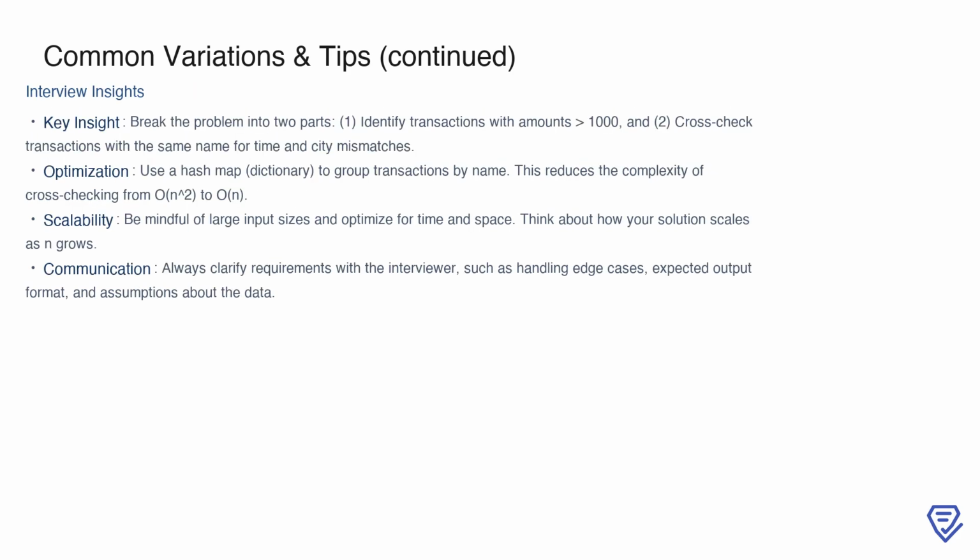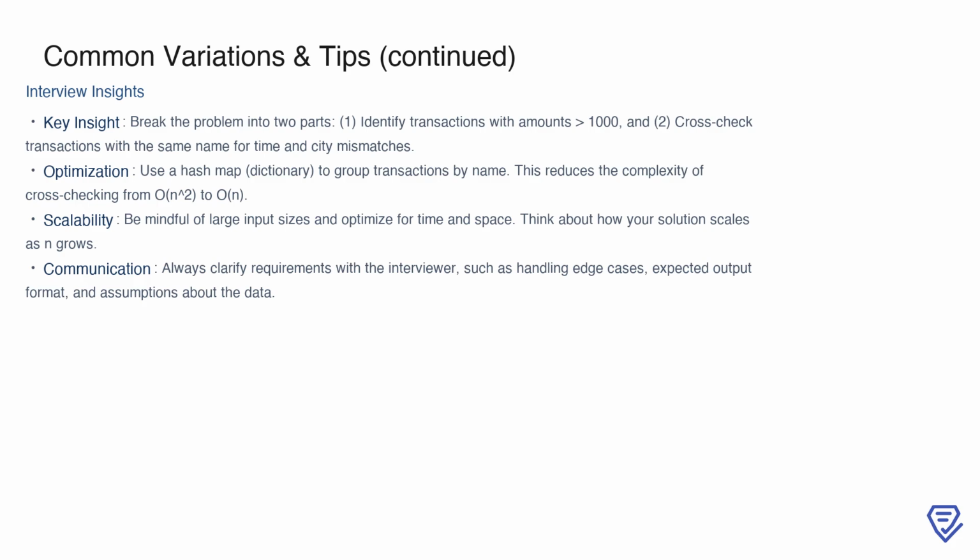A key way to approach this problem is to break it into two parts. First, identify transactions with amounts greater than 1,000, since those are straightforward to flag. Then, focus on cross-checking transactions with the same name for potential conflicts, like timing or city mismatches. To optimize this process, use a hash map to group transactions by name. This reduces the time complexity of cross-checking from O(N²) to O(N), making your solution much more efficient.